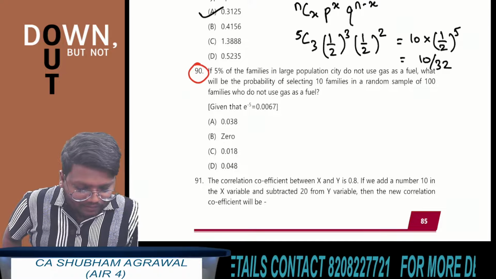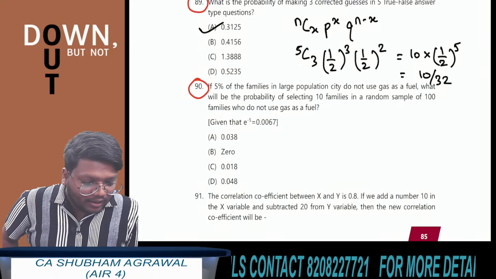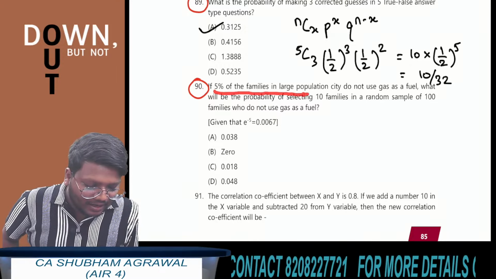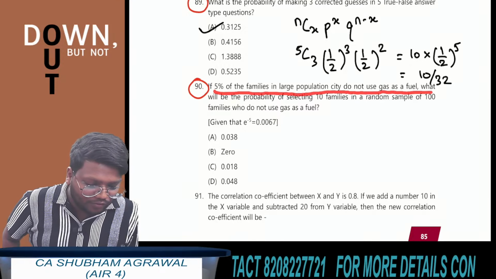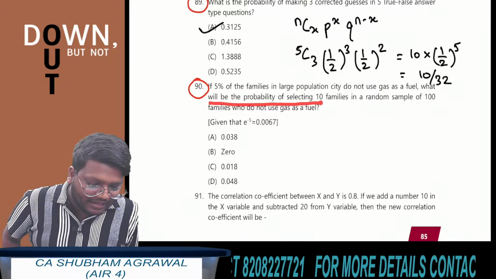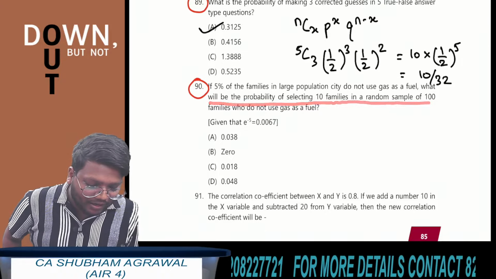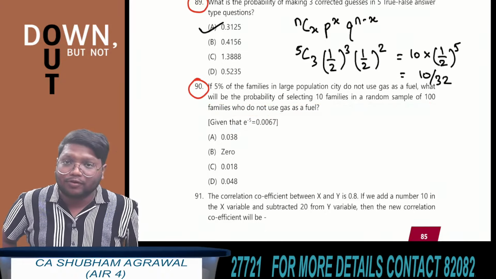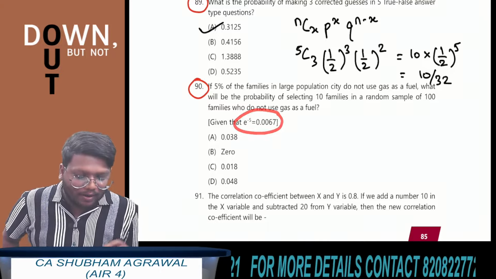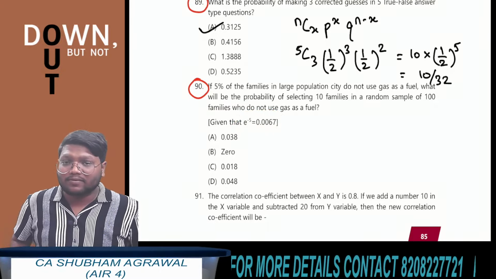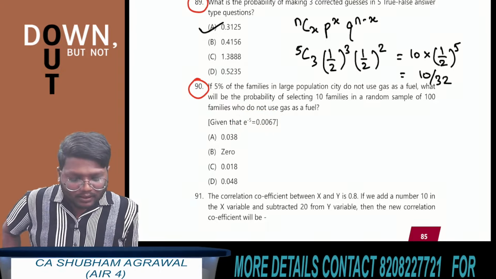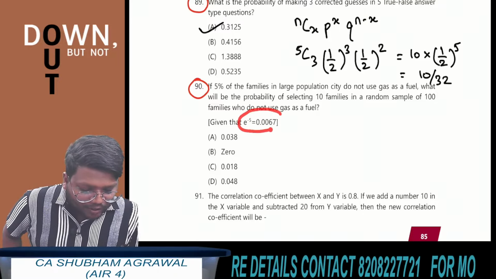Question number 90. If 5% of the families in a large population city do not use gas as a fuel, what will be the probability of selecting 10 families in a random sample of 100 families who do not use gas as a fuel? It is given that e to the power minus 5 is 0.0067.